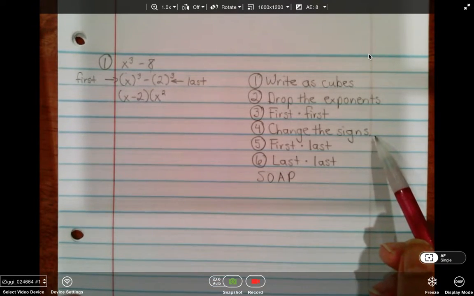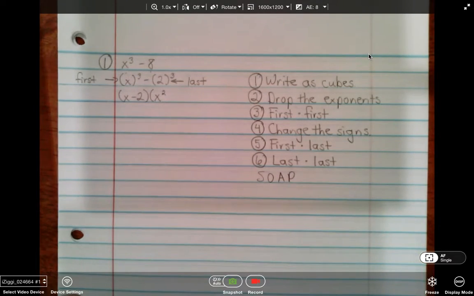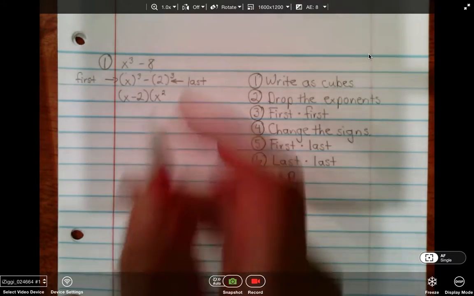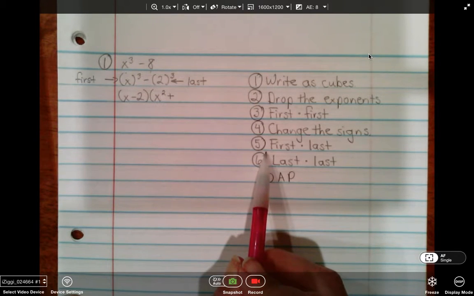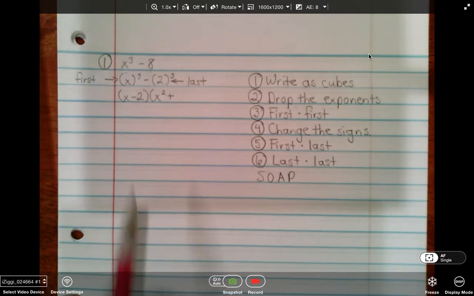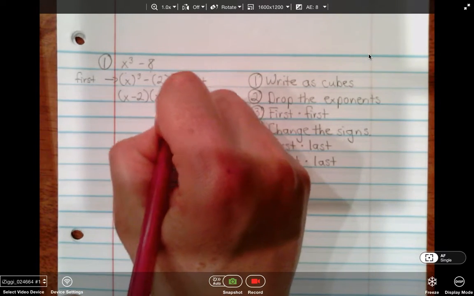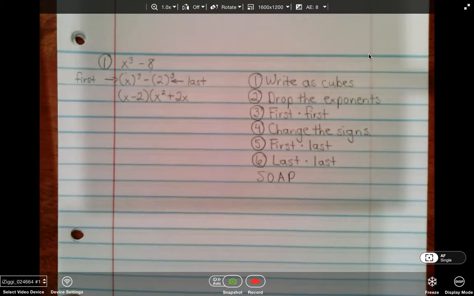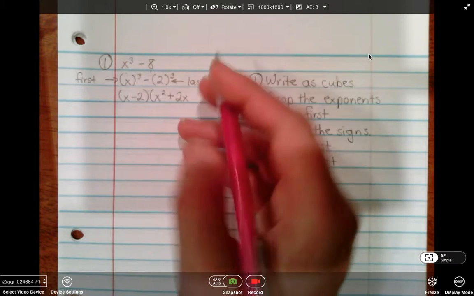The next step in the algorithm or process is to change the signs. The only sign I see is minus, so when you change that sign, that minus is going to become plus. And then the fifth step is going to be first times last, so that's going to be x times 2, or 2x. And then finally, we're going to have last times last, and that's going to be 2 times 2 is 4.